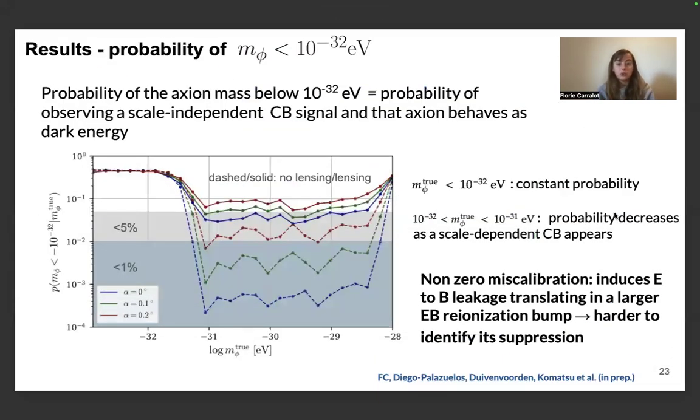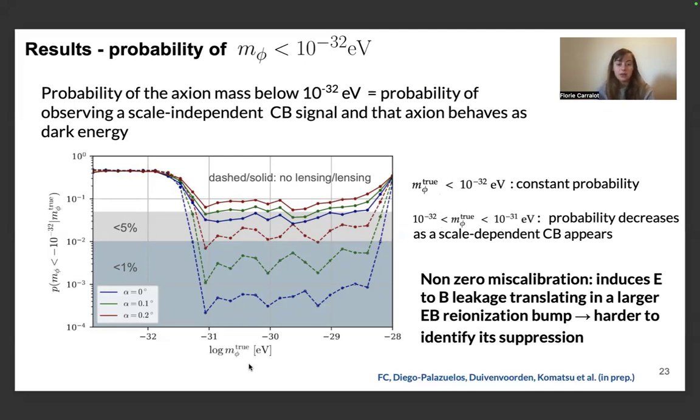So now we have tried to quantify these different posterior behaviors depending on the true axion mass. So what we did here was to compute the probability of the axion mass to be below 10^-32 eV for all this posterior distribution. And this probability is essentially equivalent to the probability of observing a scale-independent cosmic birefringence signal and that the axion behaves as dark energy. So you can see on the y-axis this probability as a function of the true axion mass.